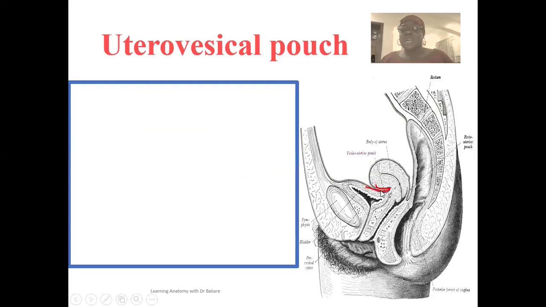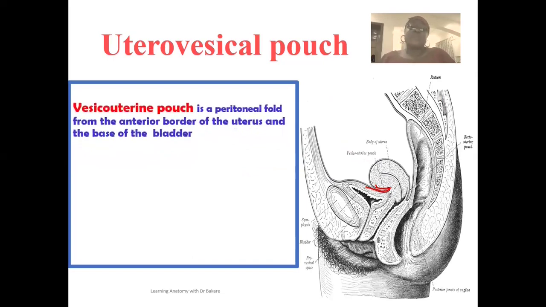Uterovesical pouch is what is captured here in red. We already described in our previous slide that it is a pouch or a recess that is created between the uterus and the urinary bladder. This pouch can also be referred to as a vesico-uterine pouch, depending on how you want to draft the name. If you break down the vesico-uterine pouch, you see that it is a pouch that is located between the urinary bladder, which is the vesicle, and the uterus, which is uterine. So if you try to break down the name, it is the pouch located between these two structures.